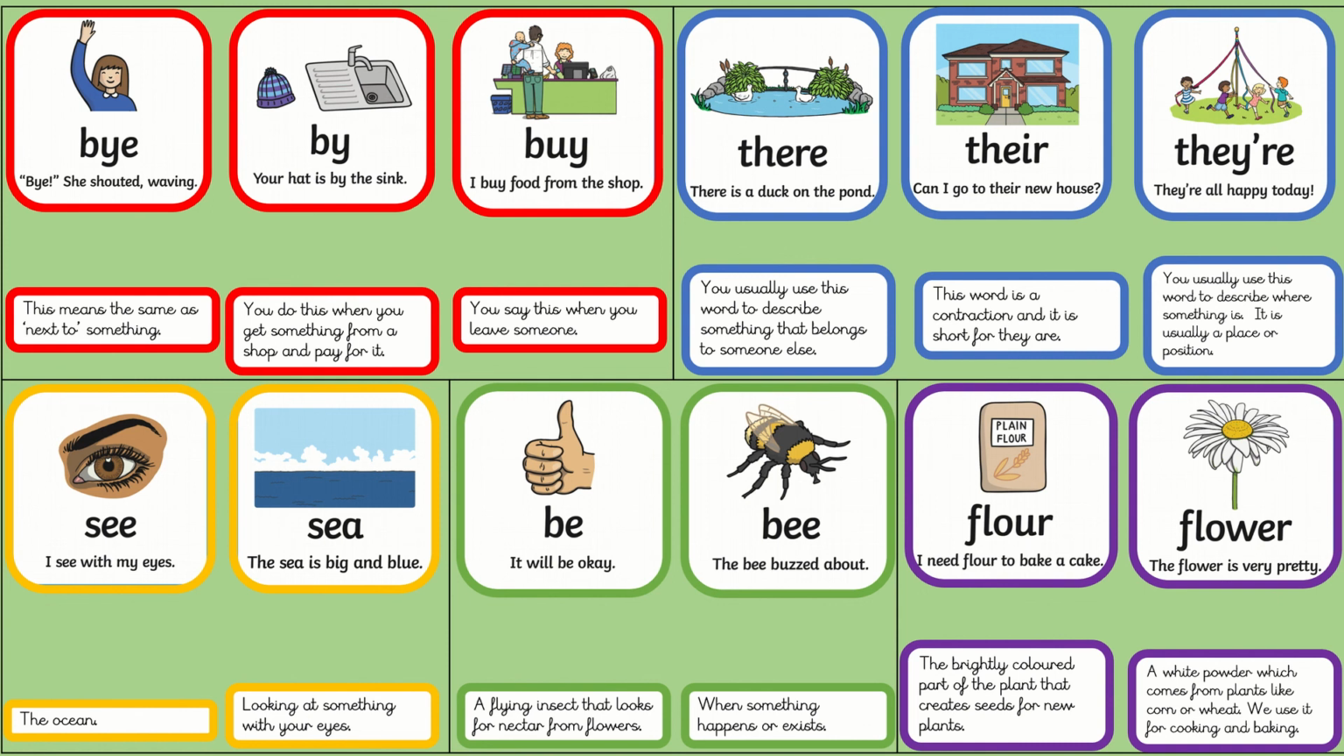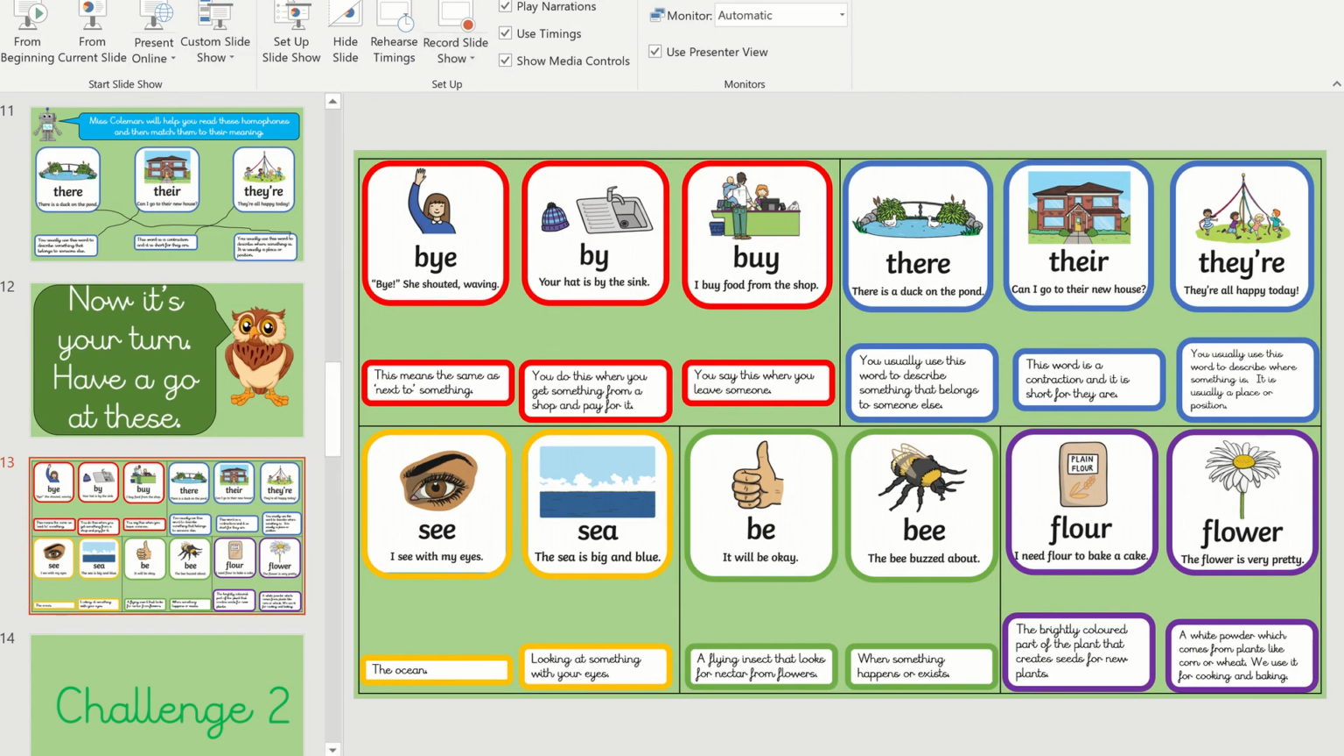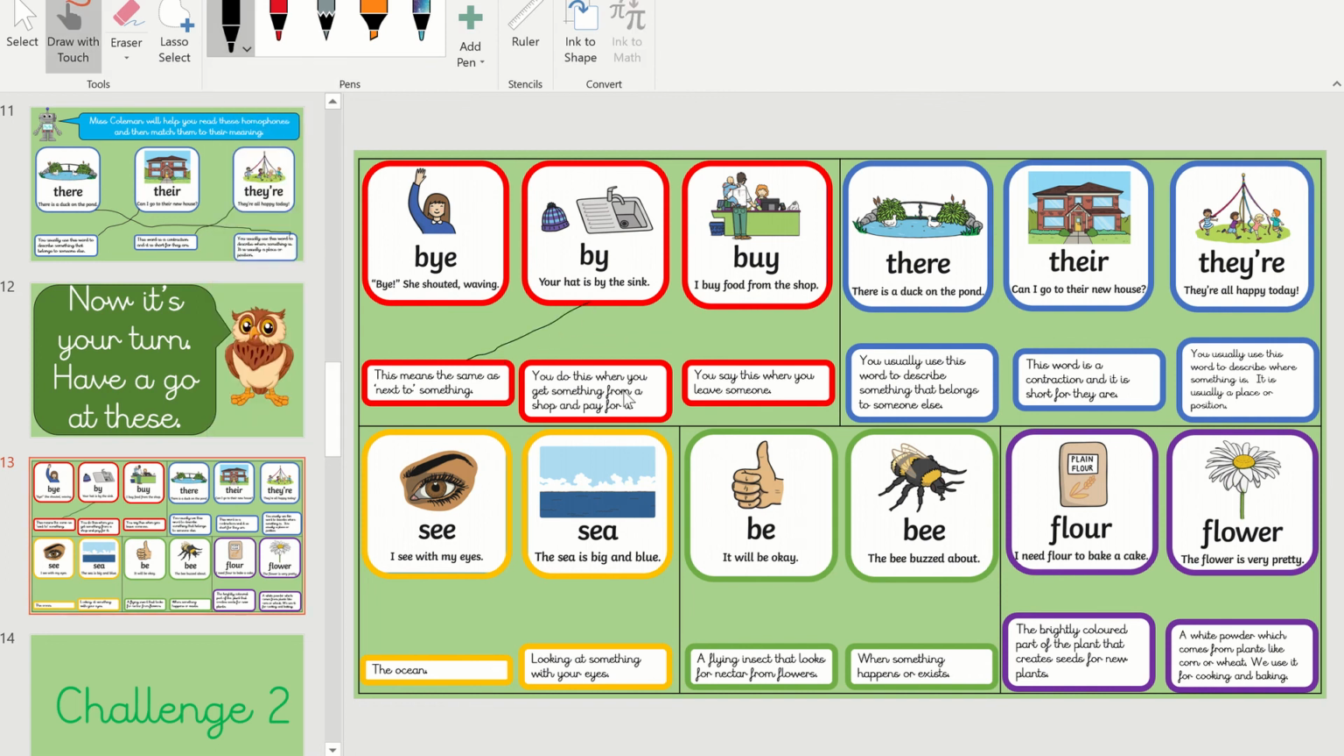Okay, you should have done that. I'm going to show you which ones connect. I'm not going to read them all, but what I do want you to do is read them and check yours, and then check back and see if you were correct. Okay, so this one matched with next to something. Get it from the shop, you pay for it. So when you leave someone, so those match them. Oh, we've done these already, haven't we? That's the contraction. That was the place or position. And that one was the new house.